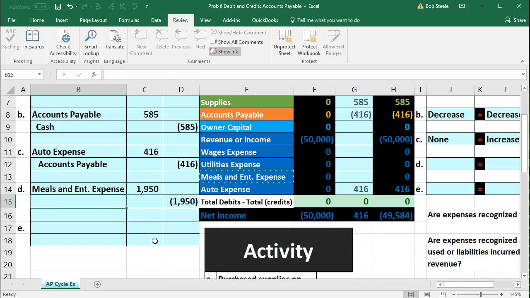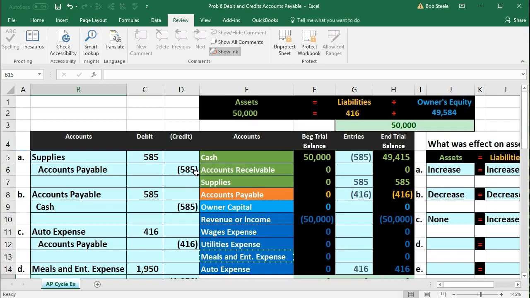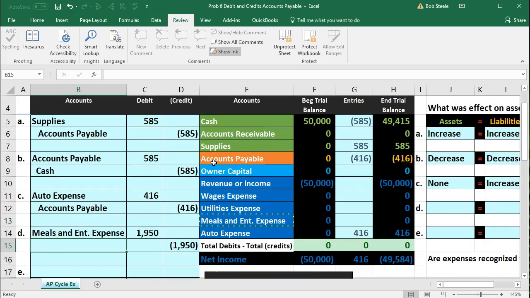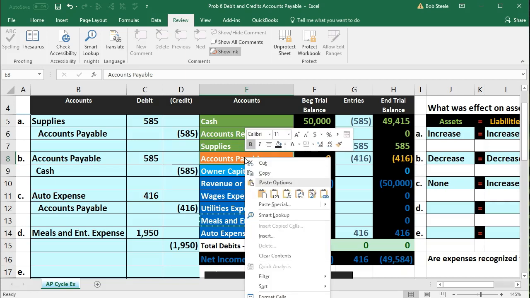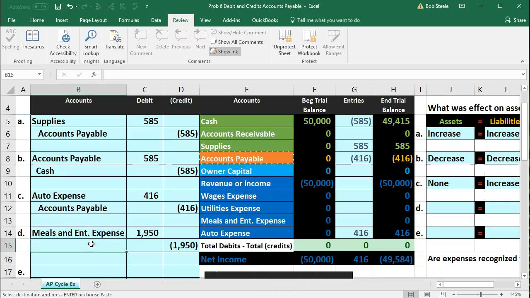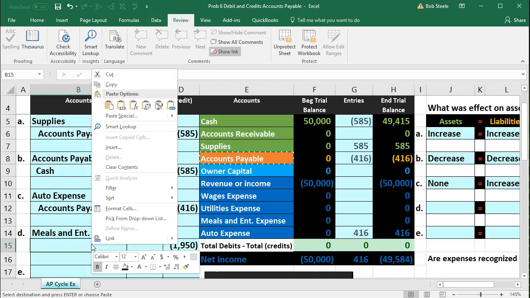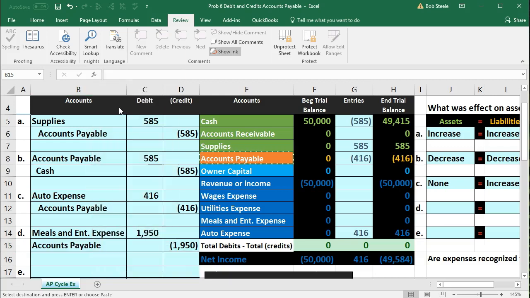Then we just need to know what this account will be. It's not cash. We're not going to decrease cash. We did not pay cash. We put it on account. Therefore, the account will be accounts payable. I'm going to copy accounts payable in cell E8 by right-clicking and copy. Put that in cell B15 by right-clicking and pasting 1, 2, 3. I'm going to double-click before the A and space 3 times for the indentation and then post this out. So here's meals and entertainment on the journal entry. Here it is on the trial balance.